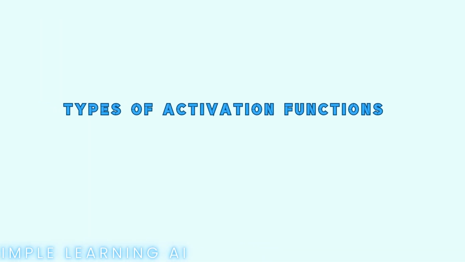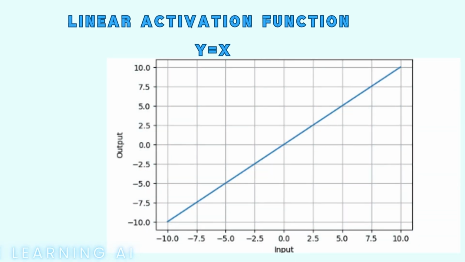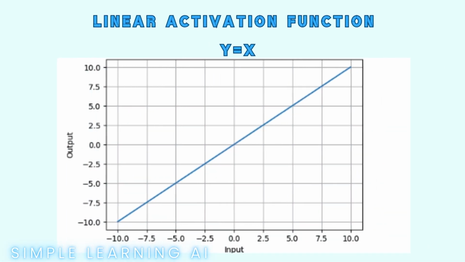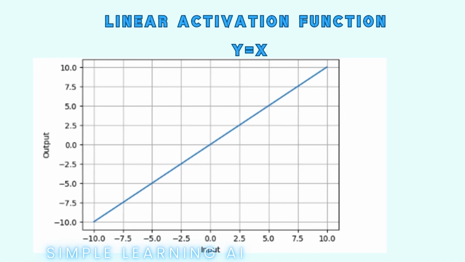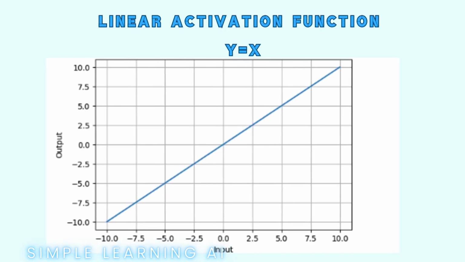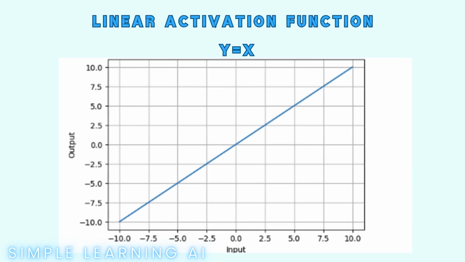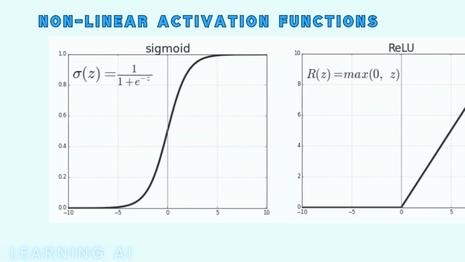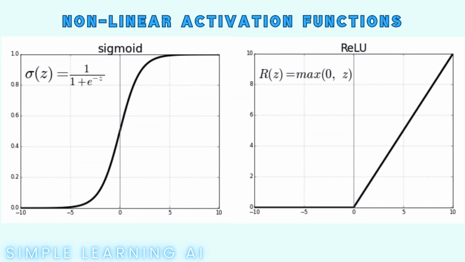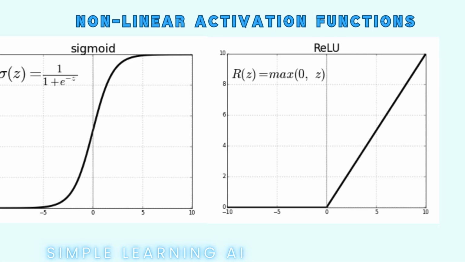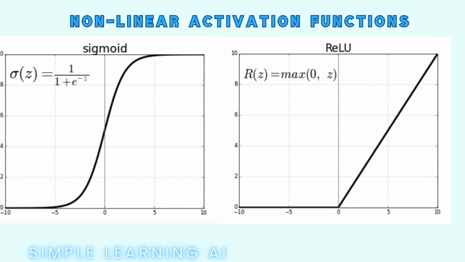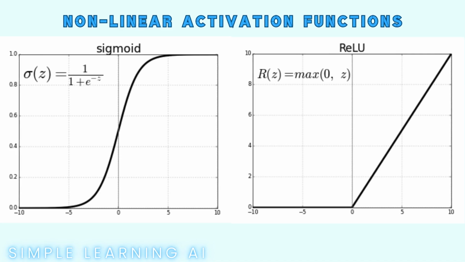Types of activation functions. Linear activation function resembles straight line defined by y equals x. No matter how many layers the neural network contains, if they all use linear activation functions, the output is a linear combination of the input. Nonlinear activation functions. Sigmoid function. Sigmoid activation function is characterized by S-shape. It is mathematically defined as. This formula ensures a smooth and continuous output that is essential for gradient-based optimization methods.